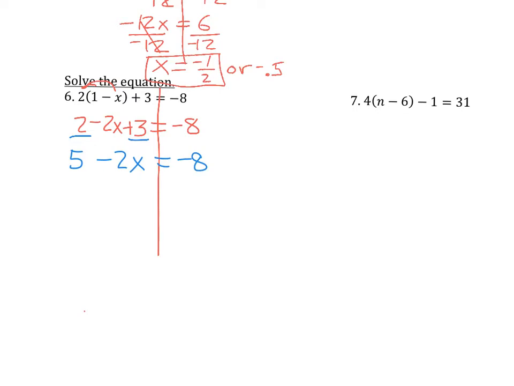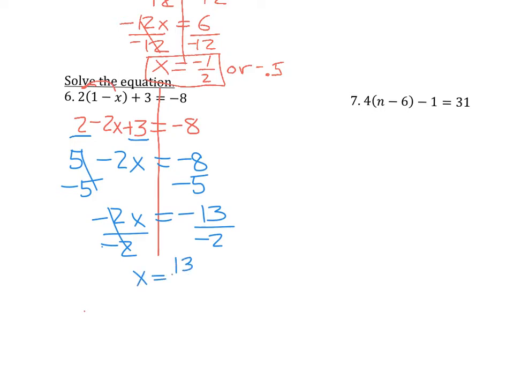So now I'm going to go ahead and do my opposite operations. So subtract 5. Negative 2x equals negative 13. Divide by negative 2. And I end up with x equals, that doesn't really come out. So you could leave it as 13 over 2, or what would that be, 6.5? Okay, so there's number 6.